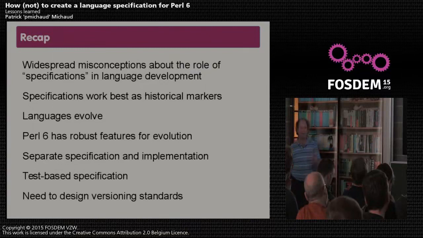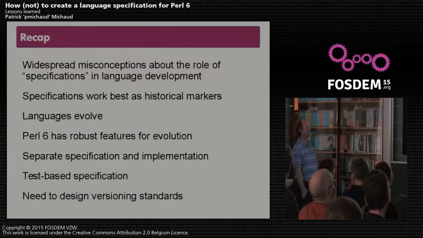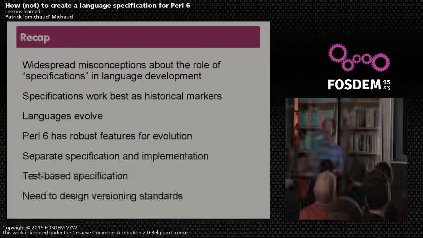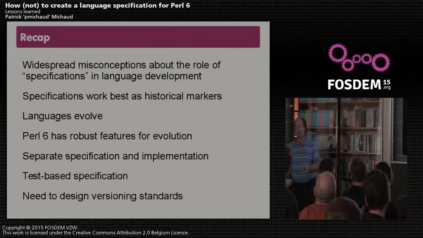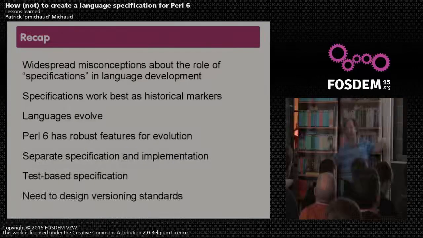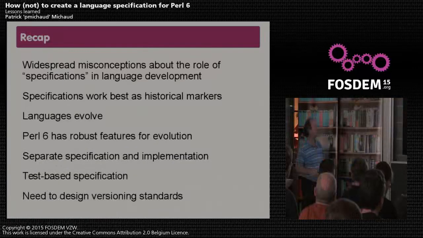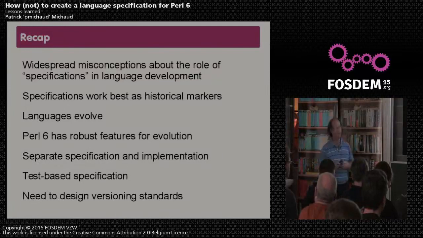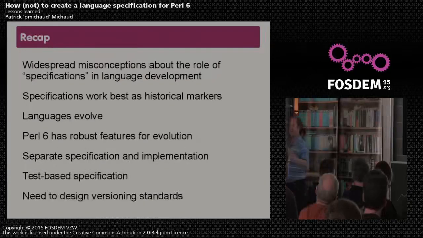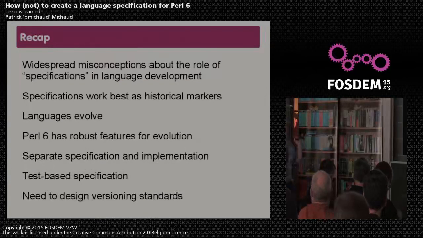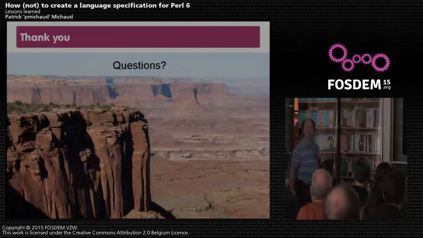That's very important. It's key, and I think it's something that sets Perl 6 apart from most other languages that have been developed, is how much effort has gone into handling the multi-decade evolution that we hope Perl 6 will begin. So Perl 6 has robust features for that. I think it's very key that we separate specification and implementation and maintain that separation. I like very much that we're doing test-based specification, and I really think we need to come up with language specification versioning standards. And so with that, I will take questions, if there are any.